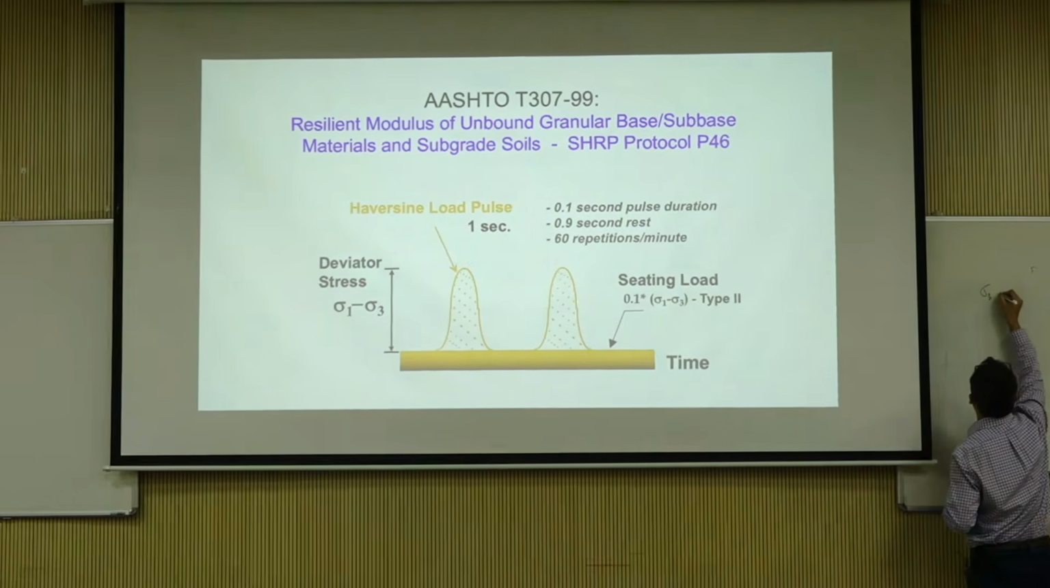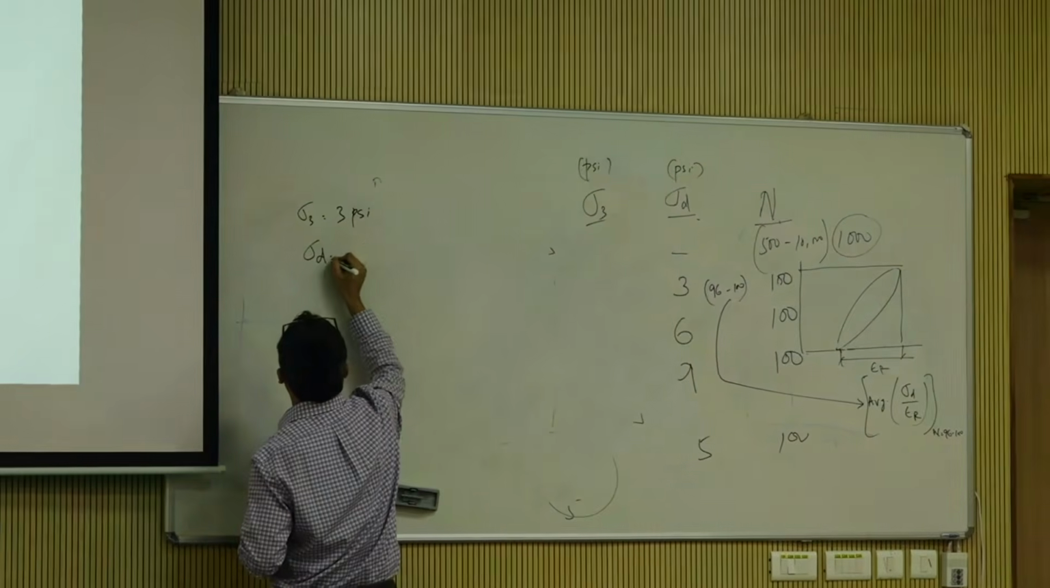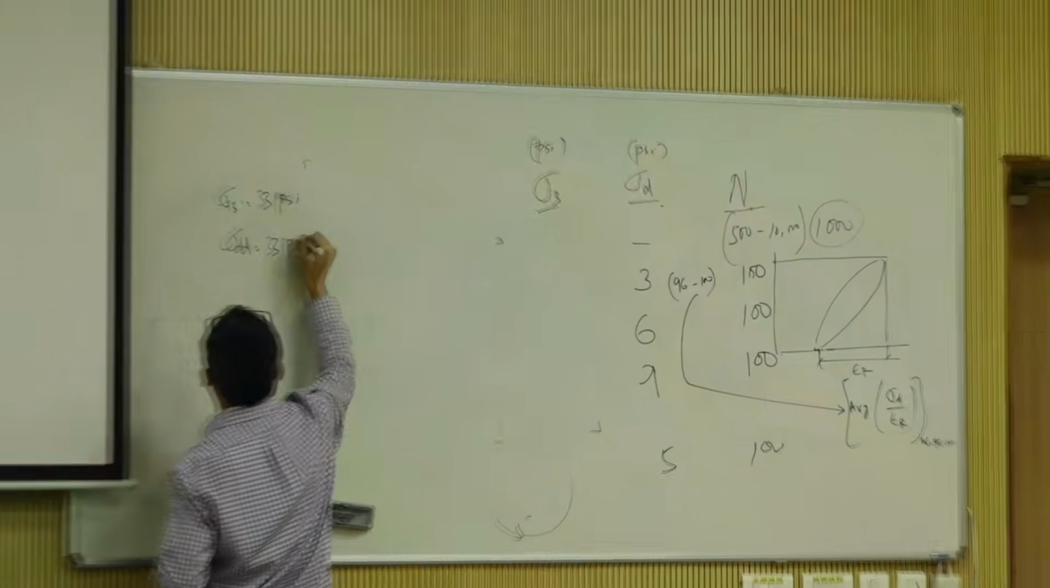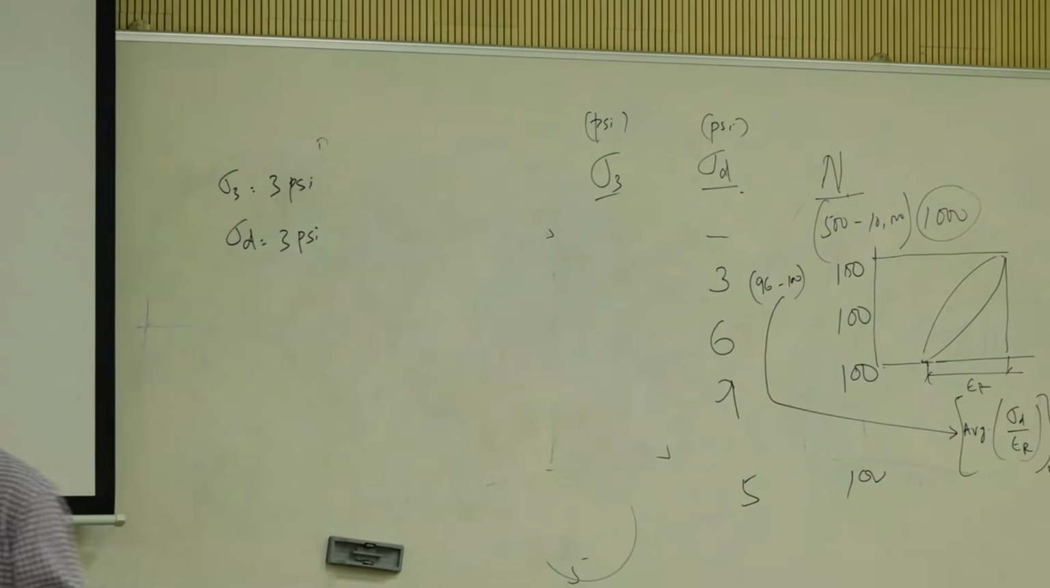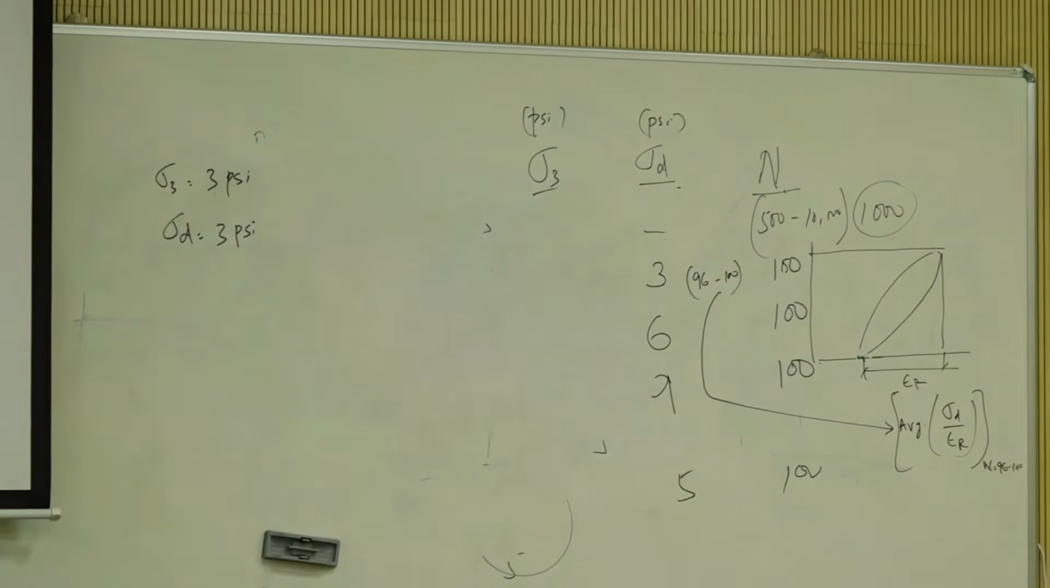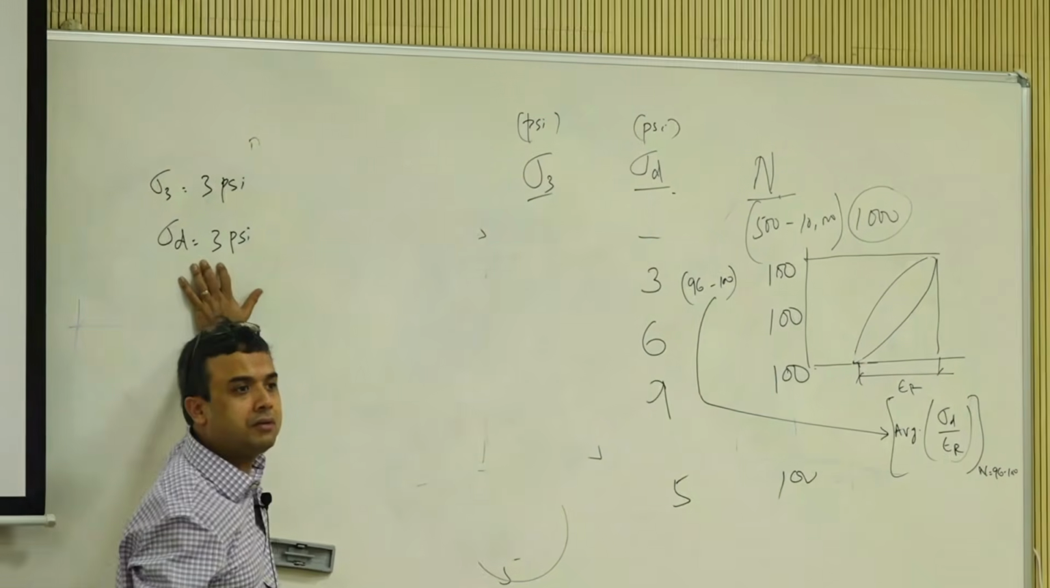Sigma 3 is equal to 3 psi. Sigma d is equal to 3 psi. Okay. Oh, by the way, is this a stress controlled test or a strain controlled test?